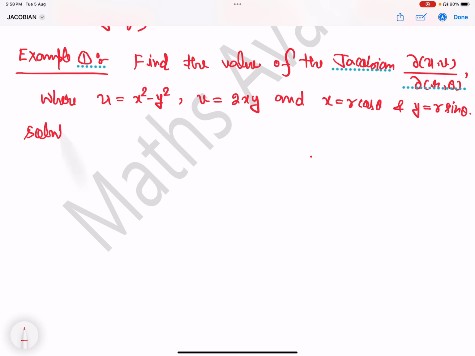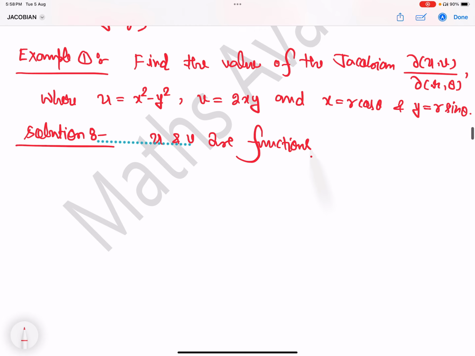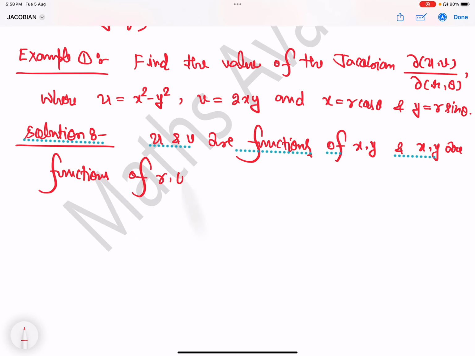Solution. Now, U and V are functions of x, y, and x, y are functions of r and theta. So we are to calculate the Jacobian of U, V with respect to r and theta. So we will apply this formula.